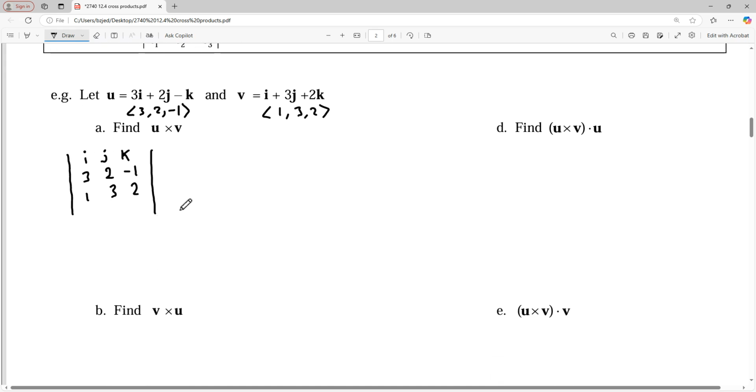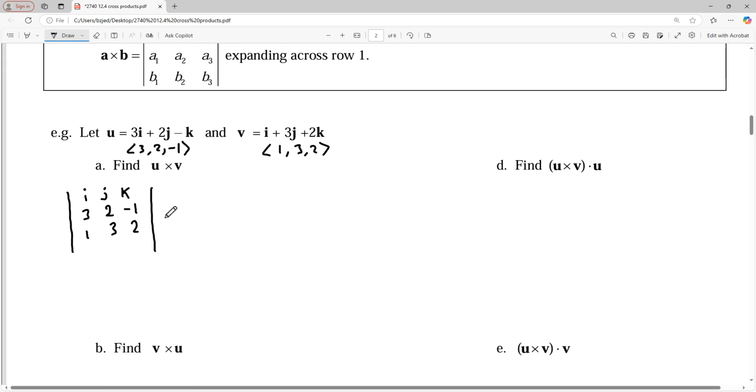From here, it's a determinant like you've done it before. It's going to be i times the determinant of 2, -1, 3, 2, because again, I'm expanding along this first row here. So I'm doing the element times the minor, minus now the next element, which is going to be j, times the minor, which is 3, -1, 1, 2. Plus k times the minor 3, 2, 1, 3.